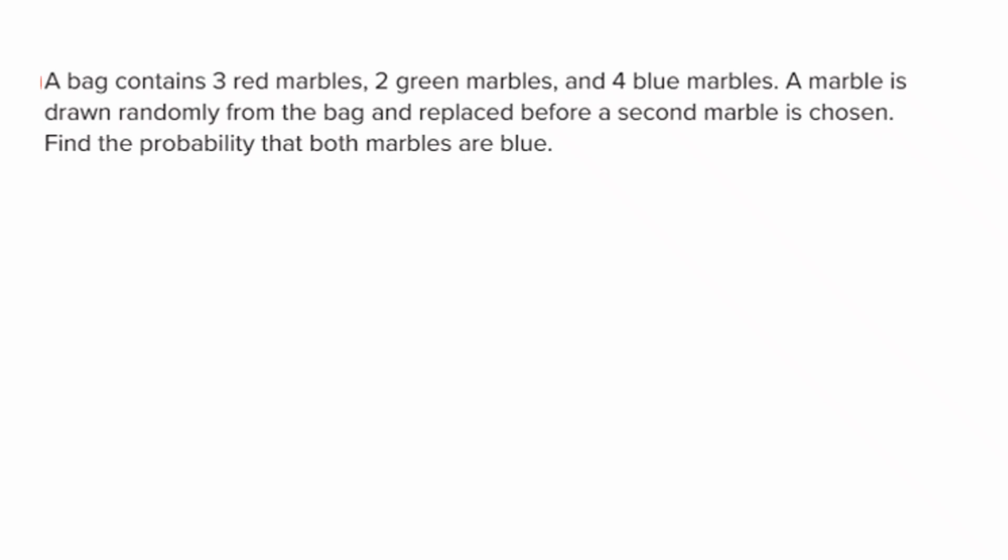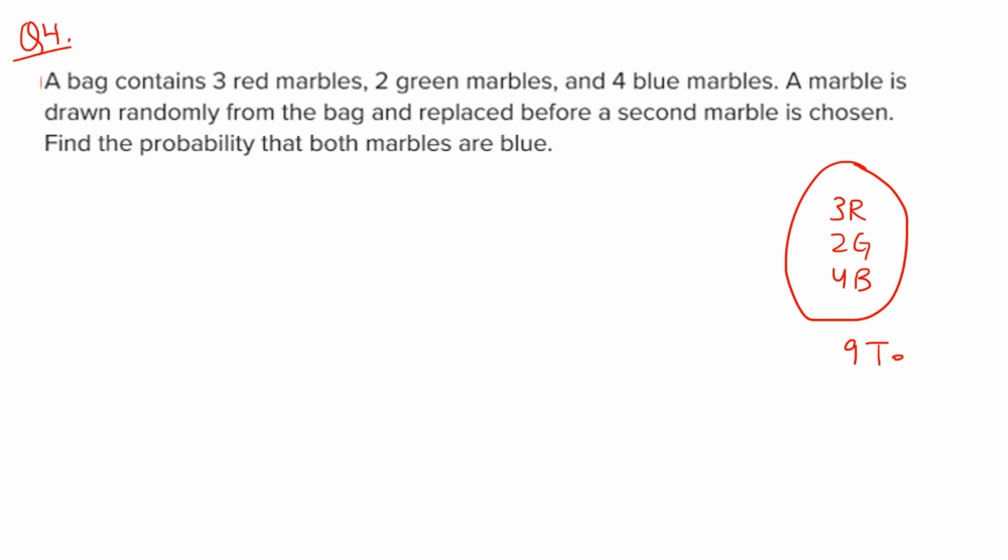Okay, so let's read question 4 together first and then we'll decide whether it is an independent or dependent event. So a bag, let me draw a random bag, has 3 red, 2 green and 4 blue marbles. So let's do the total: 3 plus 2 is 5, plus 4, total is 9. So there are 9 marbles in total of different colors.